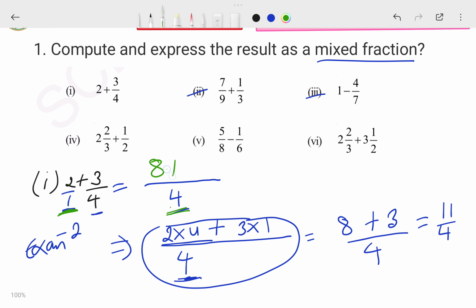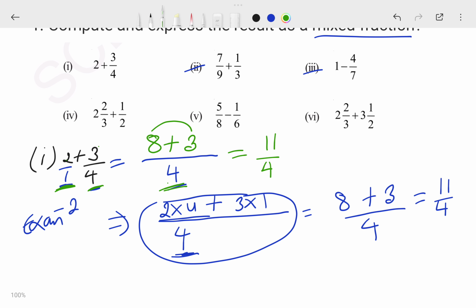Then here plus. In the 4 table, how many times is 4 in 4? It is 1 time. Then 3 into 1, in one time only, so that's just 3. Then what you have to do? You have to add 8 plus 3, that's 11, and then you can write 11 by 4. So this is a simple thing you can do. This one is also correct and this one is also correct. You can do with both of these.